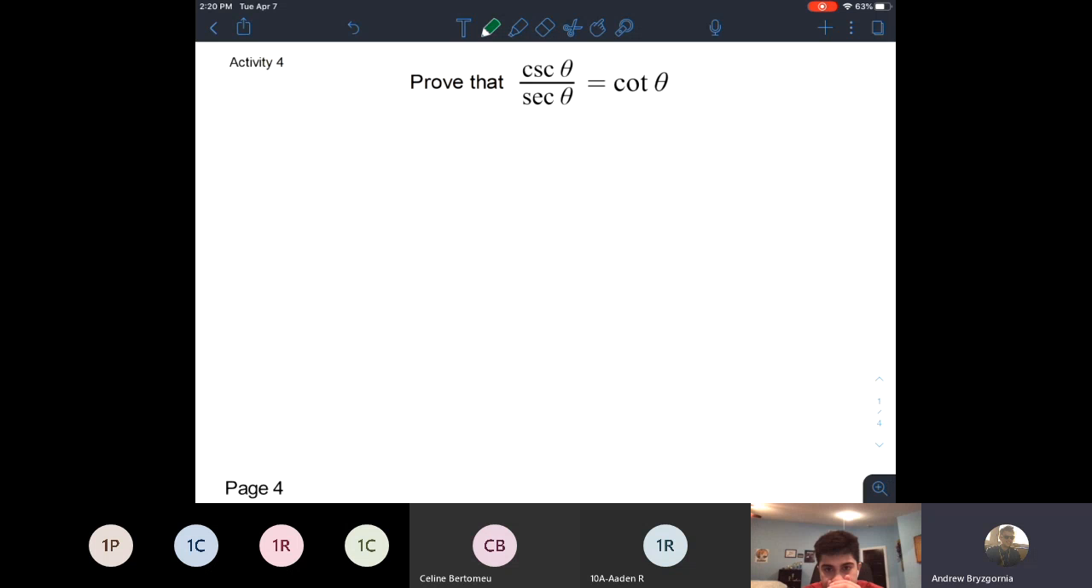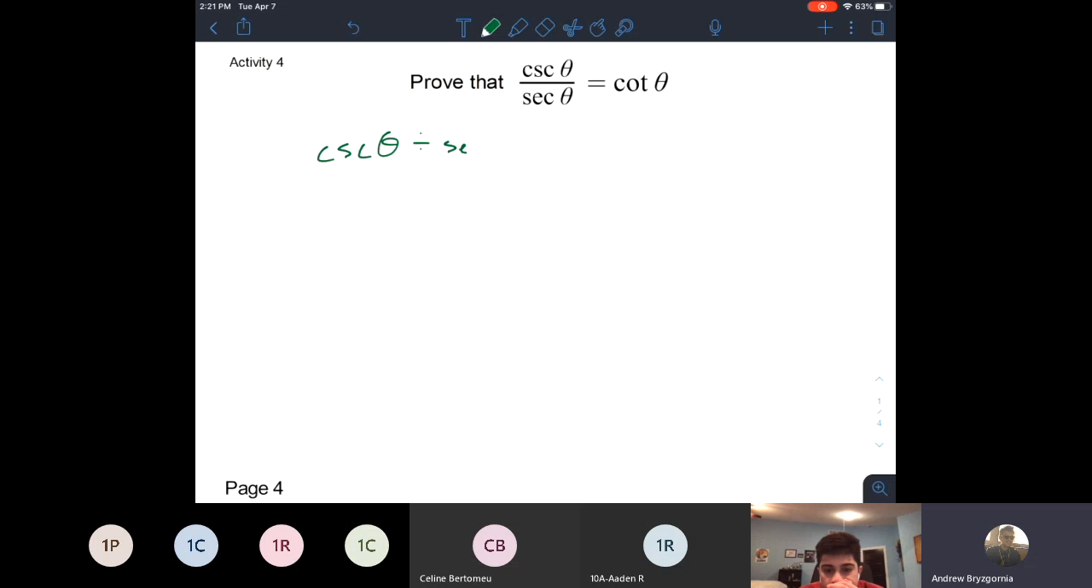So this one, I want to see if you can prove that cosecant of theta divided by secant of theta is equal to cotangent of theta. I think I'll help you out a little bit with this. Rather than worrying about this fraction on the left side, I'm thinking let's do what we've done many times before with fractions when we're trying to divide by a fraction, which is we multiply by the reciprocal.